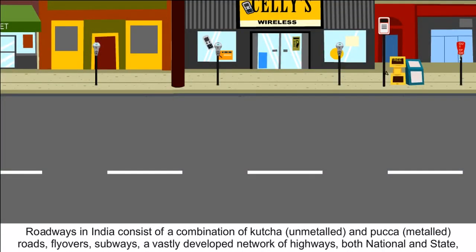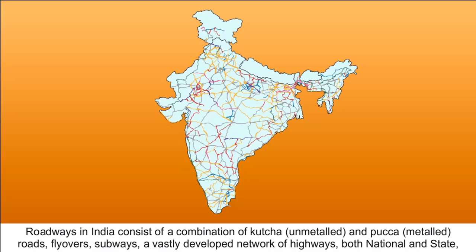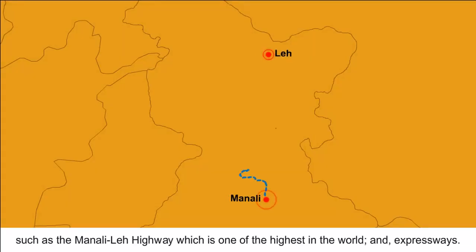Roadways in India consist of a combination of kacha or unmetalled and pakka metalled roads. Flyovers and subways are vastly developed networks of highways, both national and state, such as the Manali-Leh Highway, which is one of the highest in the world, and expressways.